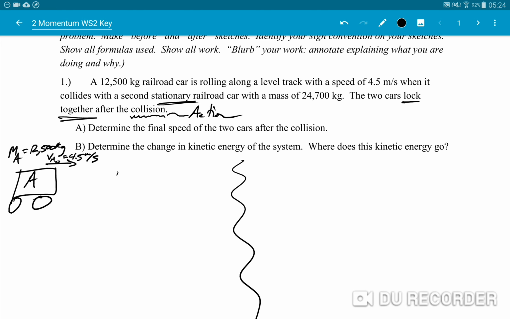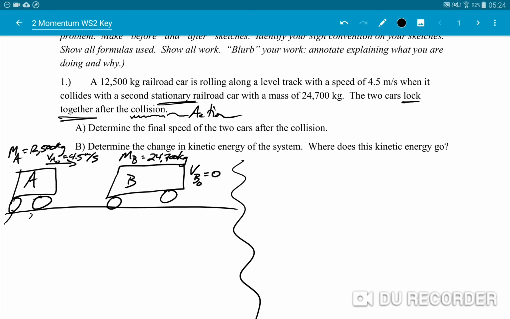And he collides with one that's twice as massive, so I'll just go ahead and draw it about twice as long for descriptive sake. And the mass of that one is 24,700 kilograms. And this guy, VB naught, is 0. Two cars lock together. Here's the ground here.